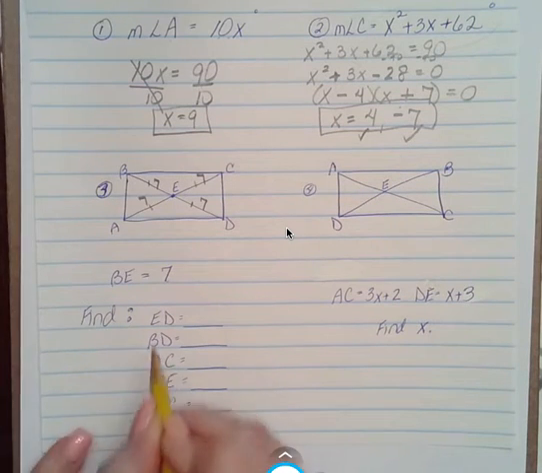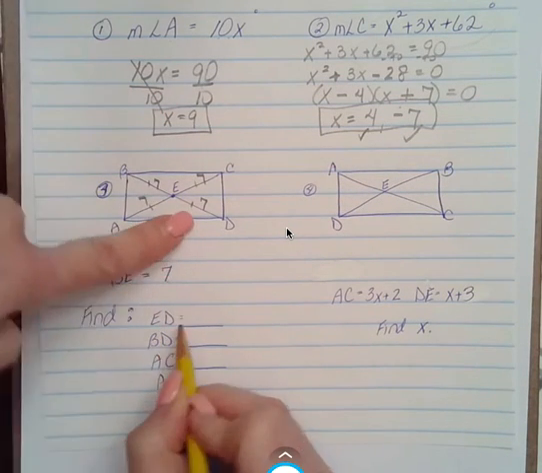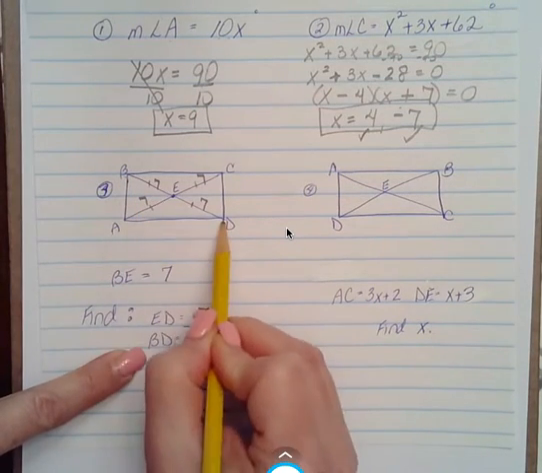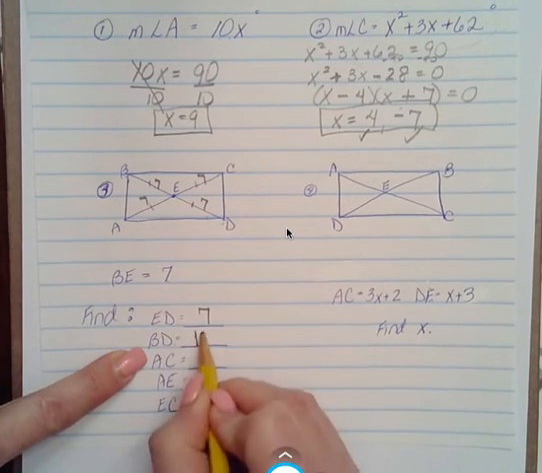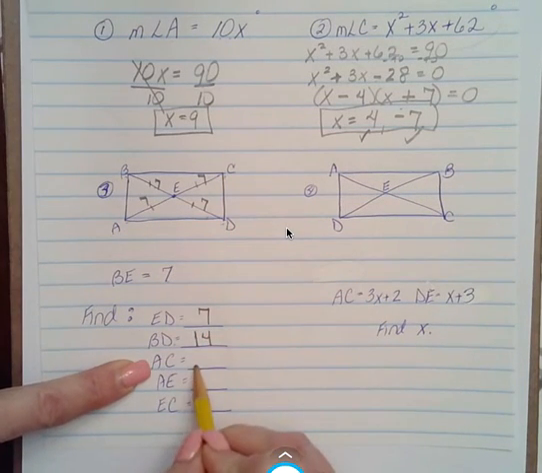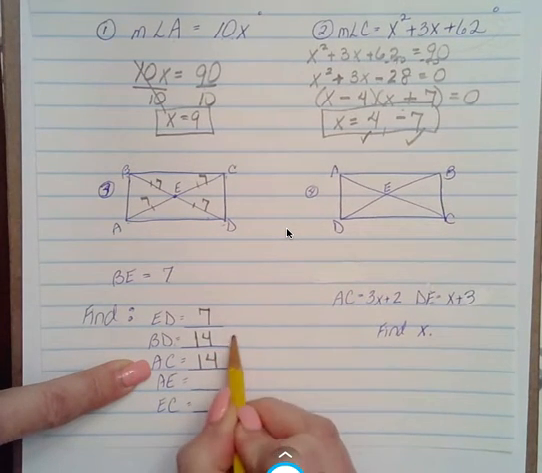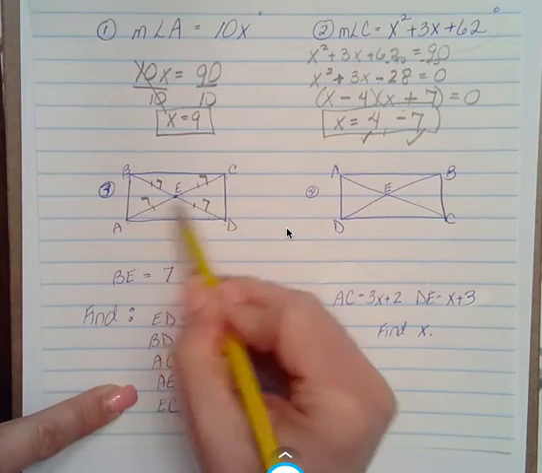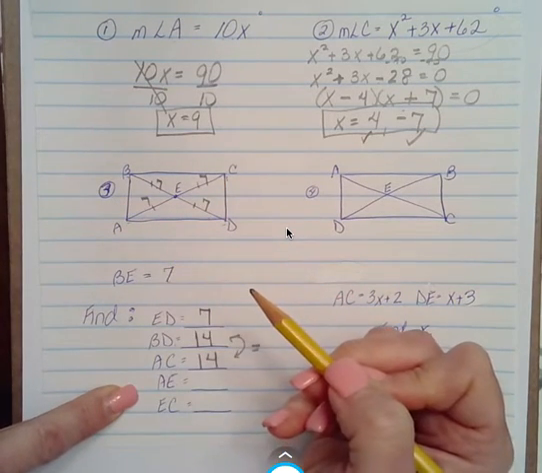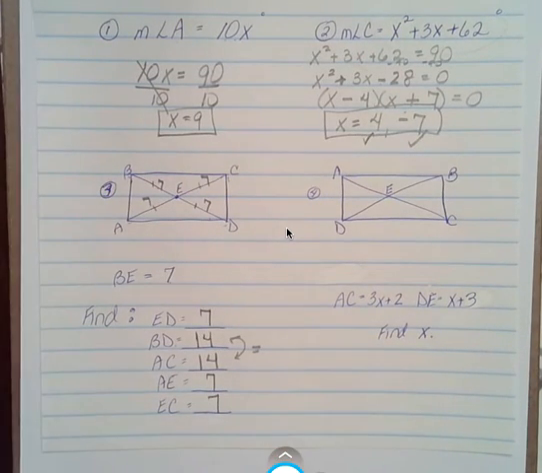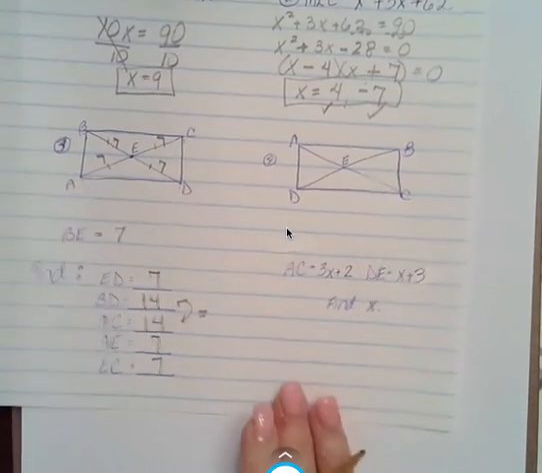Well, let's write it all in. ED, 7. BD, well, that's both of them together. That will be 14. And AC, well, the diagonals are congruent. That's the big new property for a rectangle. So that guy is definitely 14, so they're equal. And then it's cut in half because that's a property of parallelograms. So 7 and 7 for our last two pieces. Last guy over here.